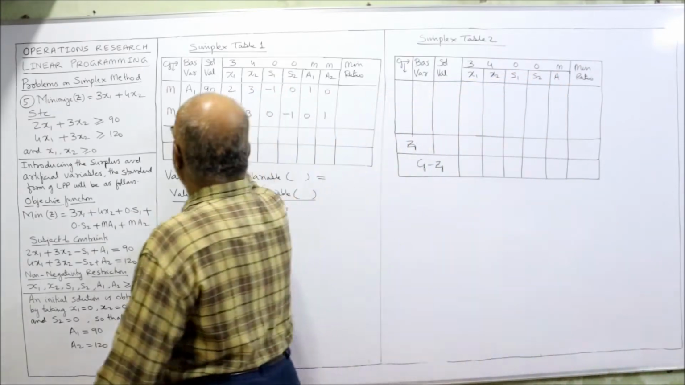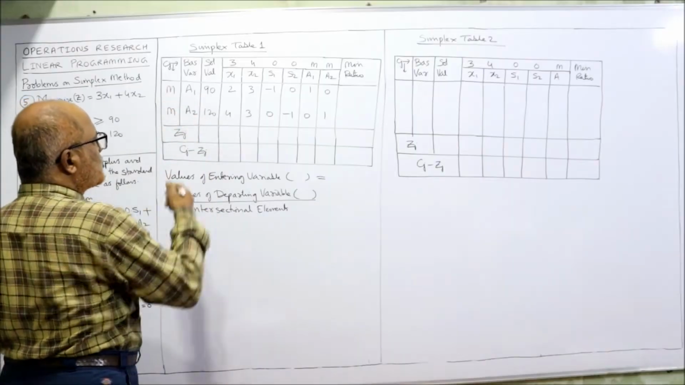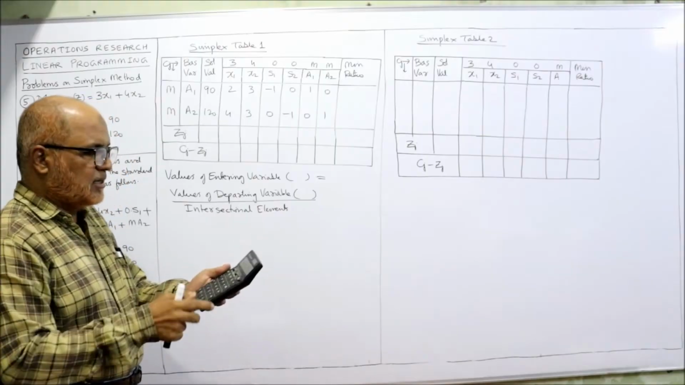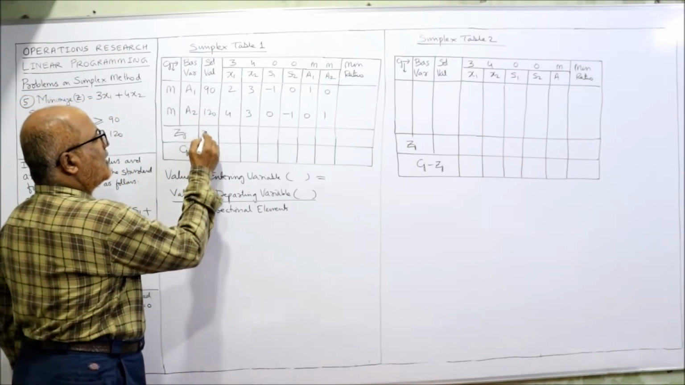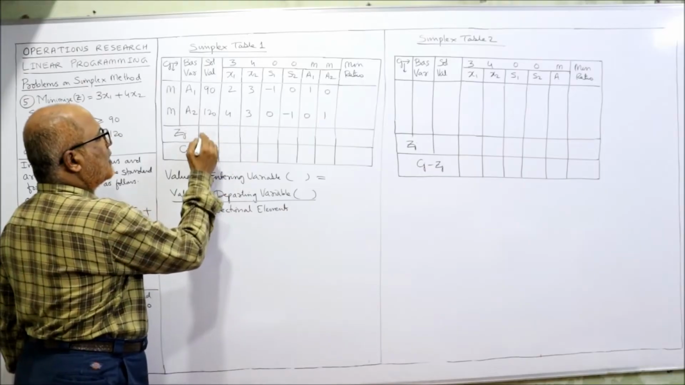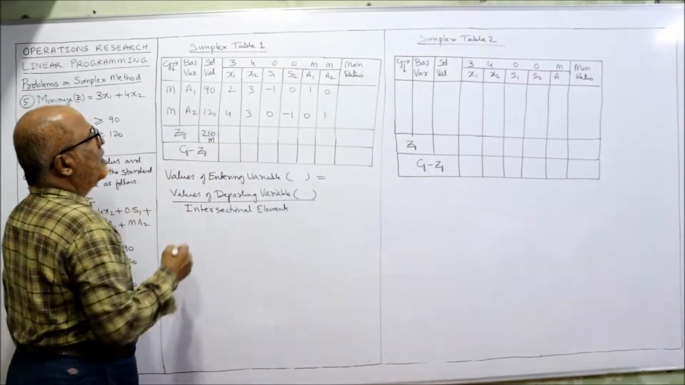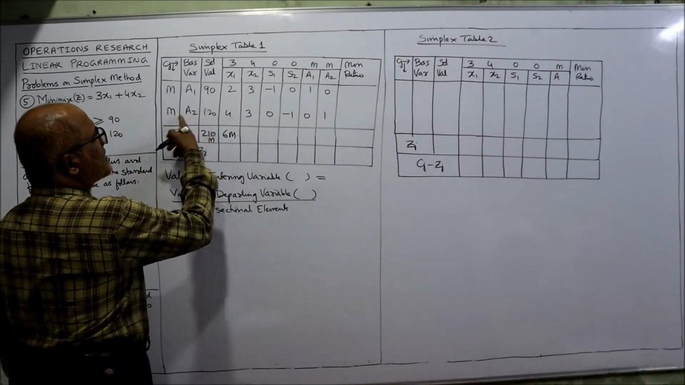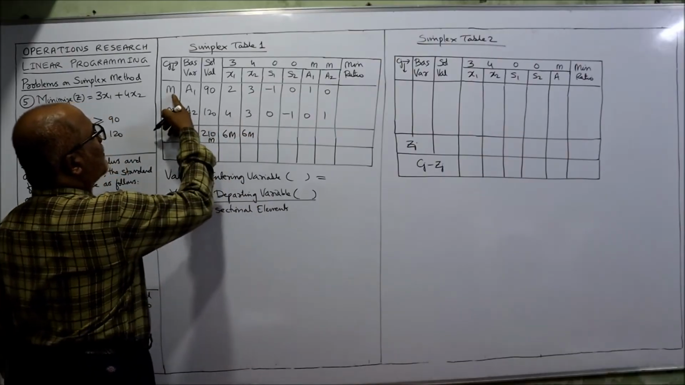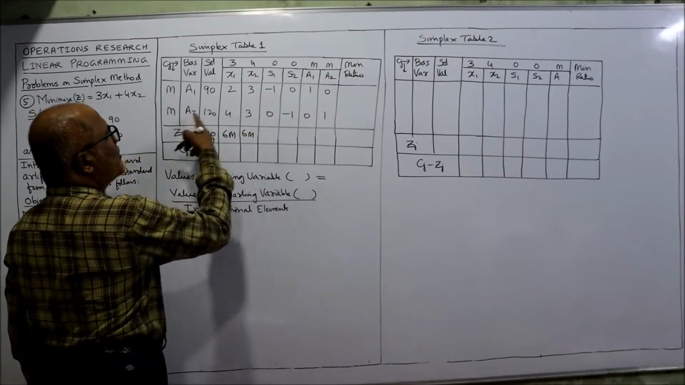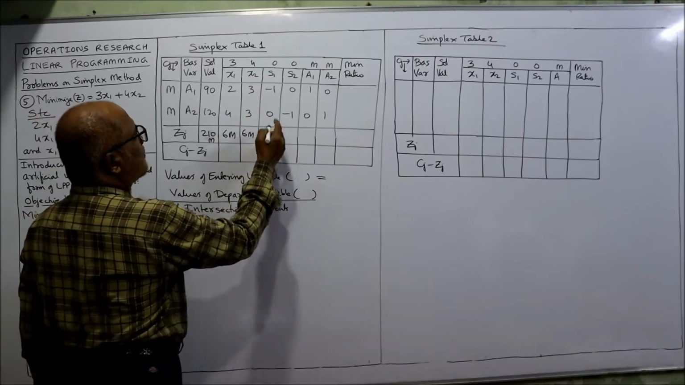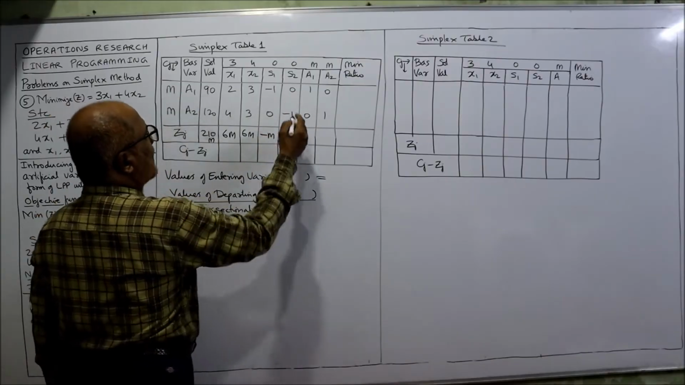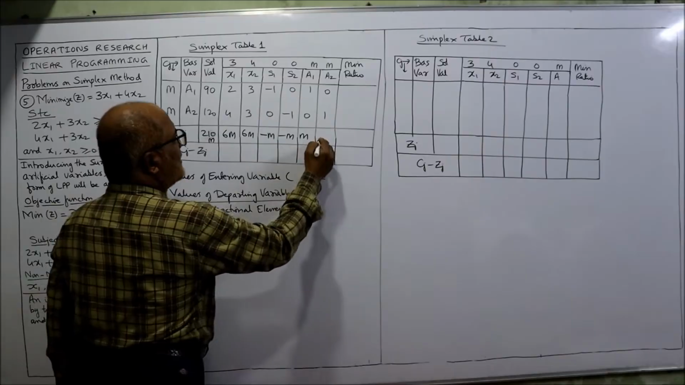Zj value. For the solution column: M into 90 plus M into 120, so 90 plus 120 is 210M. Here 2M plus 4M becomes 6M. 3M plus 3M is 6M. Here M into -1 is -M, M into 0 is 0, so it becomes -M. Here M into 0 is 0. M into -1 is -M. Here M into 1 is M, and here M into 1 is M.